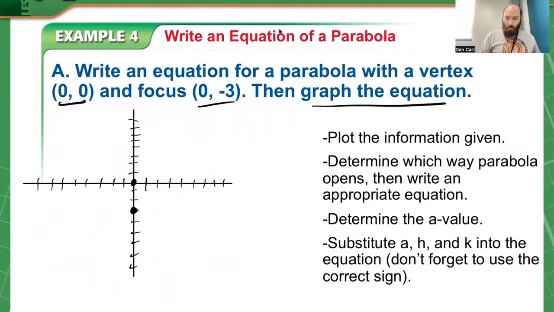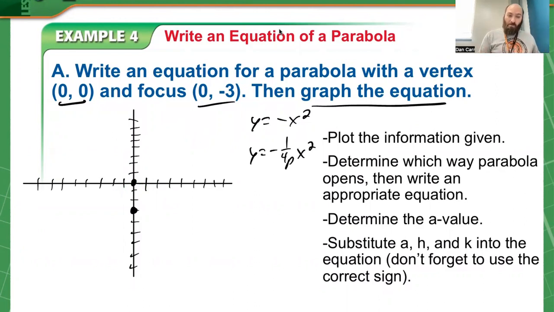Determine which way the parabola opens, then write the appropriate equation. With a focus, the parabola has to go towards it, so it opens down. So we're dealing with a y equals negative x squared scenario. But I can be more specific. It's actually going to be y equals negative 1 over 4p x squared.